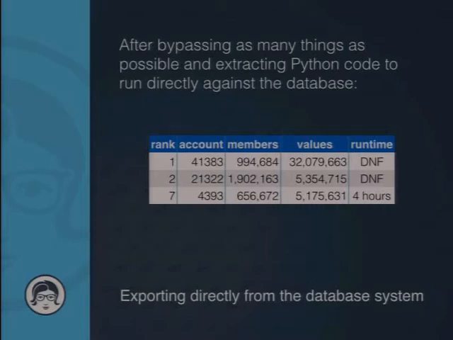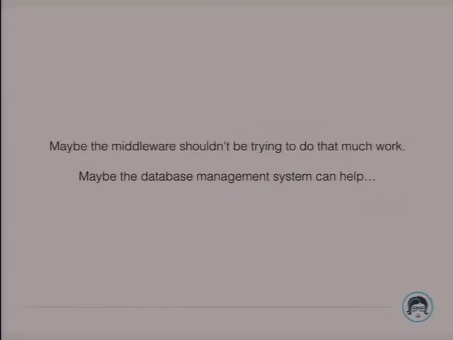For our two biggest accounts, we gave up after waiting, I don't know, half a day. And finally, when we got down to an account with 650,000 email addresses, the data eventually came out in 4 hours. So we decided that maybe the middleware, maybe Python, shouldn't be pivoting data. Maybe we should have the database try to do a little more work.